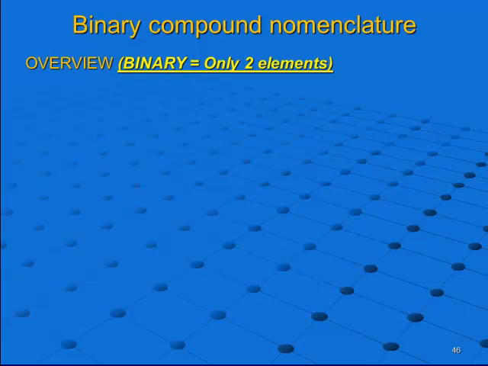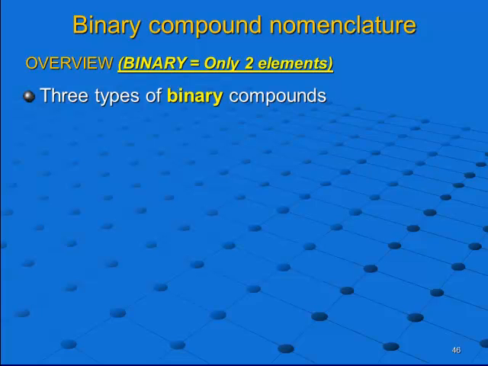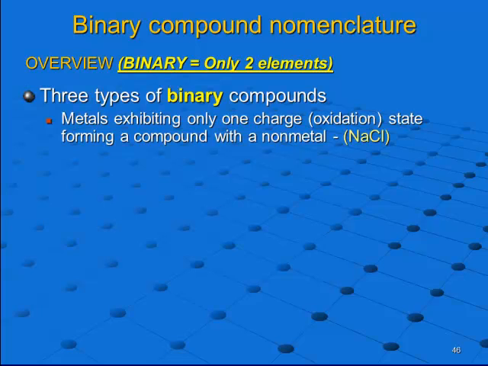But remember, there's just three simple rules. You're going to follow these rules when you're naming binary compounds. So, there's three types you're going to encounter. First thing you want to do is determine what type you are dealing with. So you're going to see a salt. So that's a metal with a nonmetal. This is the first type.